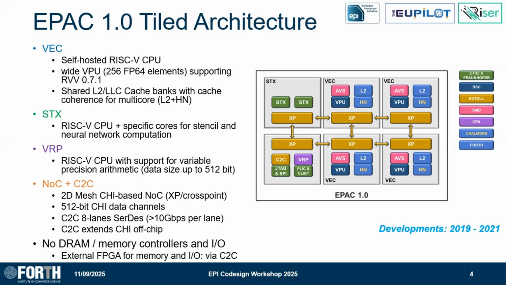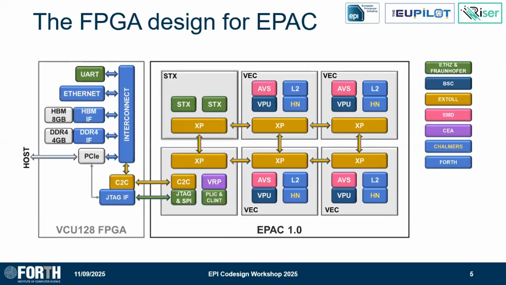Why do we need this? Because this chip does not have a DRAM controller, it does not have a memory controller. So we need somewhere to access memory, and that's outside the chip. So this chip is actually tethered with an FPGA and hooks on the FMC of a VCU128 FPGA.